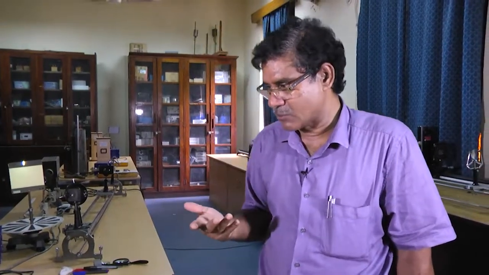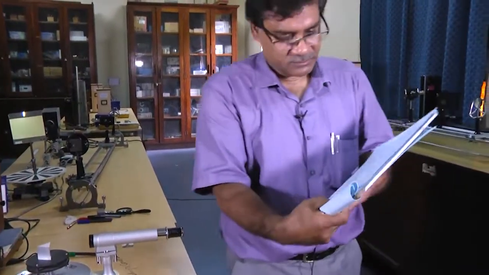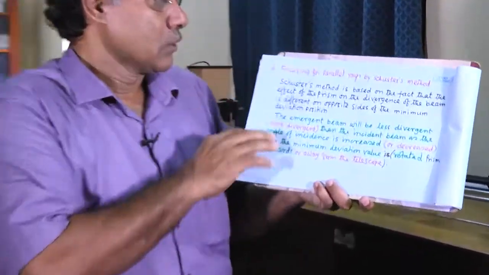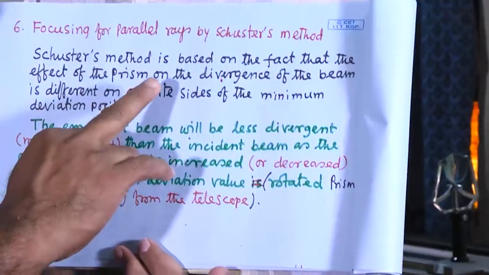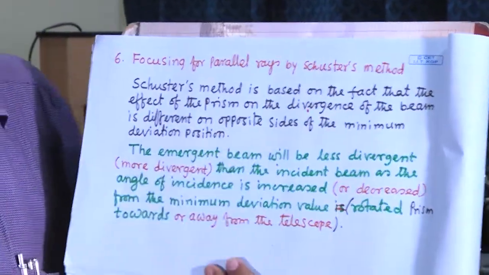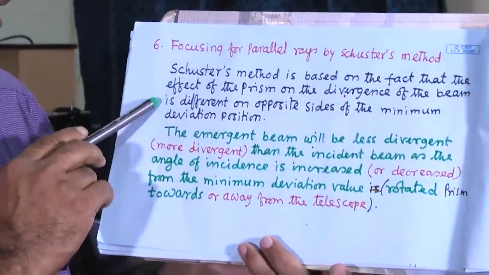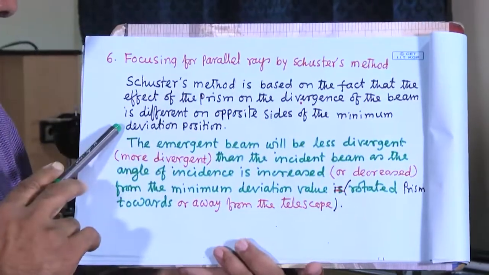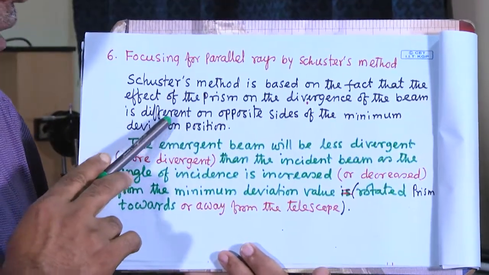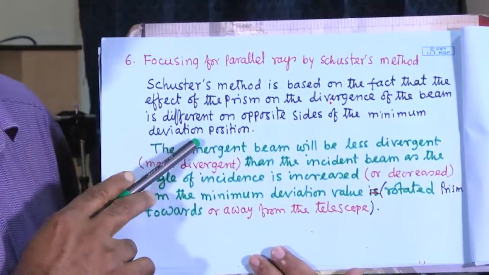And the second method I will describe now, that is called Schuster's method. What is Schuster's method and how can we get the parallel rays? That is what I want to discuss now. Schuster's method is based on the fact that the effect of the prism on the divergence of the beam is different on opposite sides of the minimum deviation position.